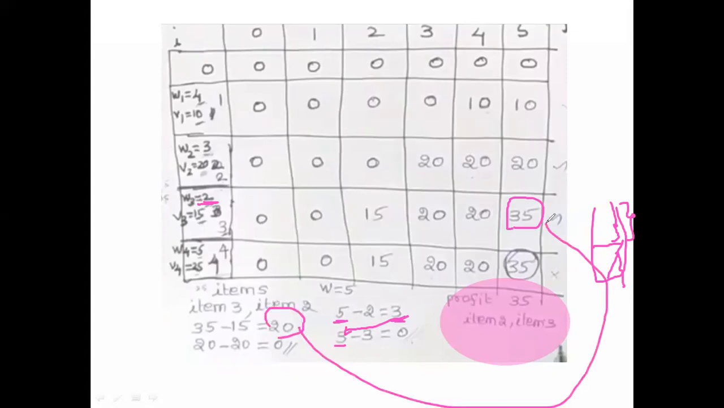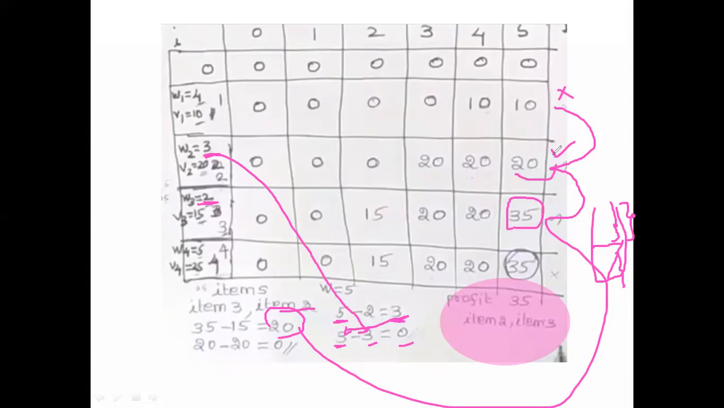Where is it available? From here to here it is available. You only have to check the last row. Here available, here not available. So you take item 2. What is the corresponding weight? 3. So 3 minus, already we have 3. So 3 minus this 3, so 0.